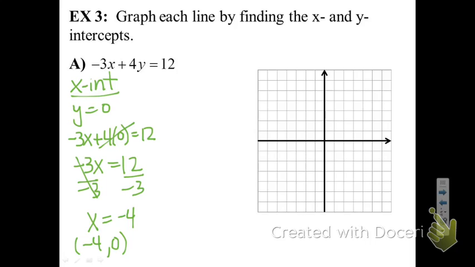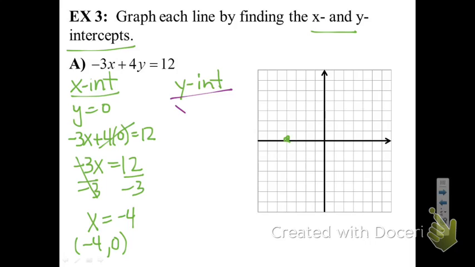We also have to find the y-intercept. It asks you to do both. And I'm going to actually graph that back 4, up 0. And if you notice, it's where it crosses the x-axis.